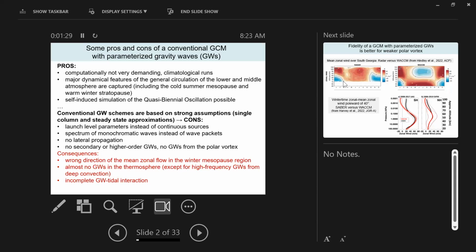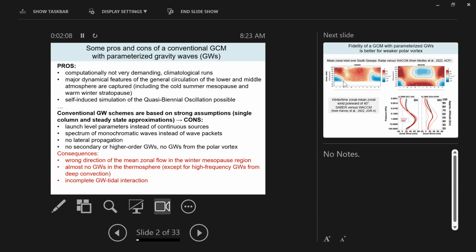The reason is that a conventional gravity wave scheme is usually based on two strong assumptions, namely the single column approximation and the steady state approximation. And the cons that result from that are that you actually do not have continuous sources, but launch level parameters that are called sources. You have a spectrum of monochromatic waves that are there all the time at each grid point, instead of wave packets. There is no finite vertical propagation time. There is no lateral propagation, and most important for the upper atmosphere, no secondary or higher order gravity waves, no gravity waves that are generated from the polar vortex.